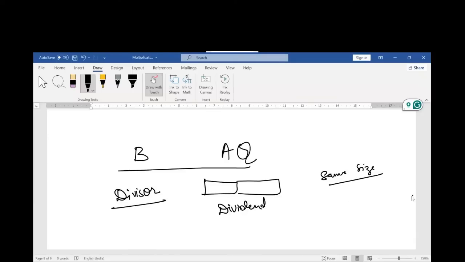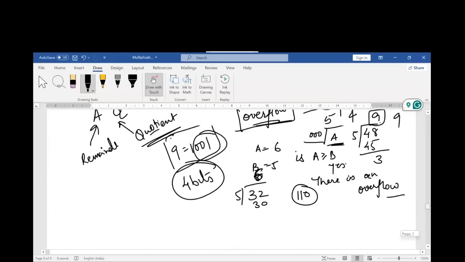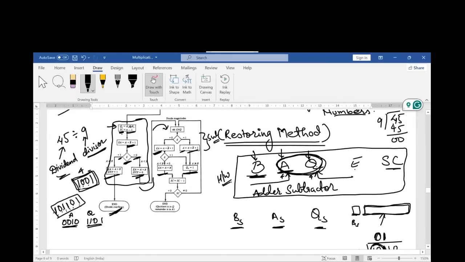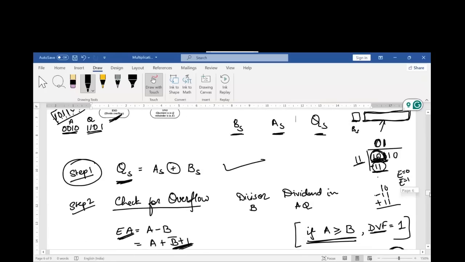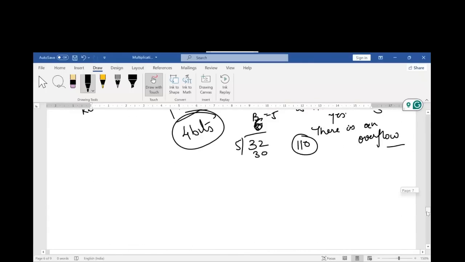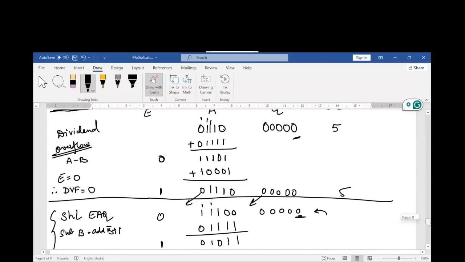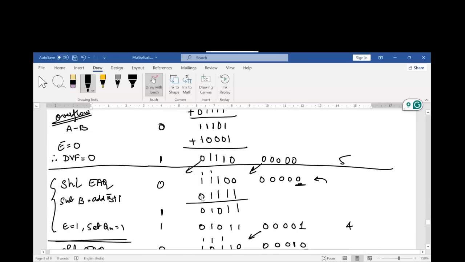Okay, I showed you two examples here. First one was we learned how to store 45 divided by 9 in AQ and B, how to store 45 in AQ and 9 in B. Okay, and then we saw this example. So by now I assume that you will understand how to start your algorithm. If you don't store your values properly in AQ and B, your entire algorithm would go wrong. Okay, and then you just have to follow this procedure. After subtraction, if you get to know that E is 0, restore the value by adding B, and if your E is 1, set Qn to 1. So this was restoring algorithm.